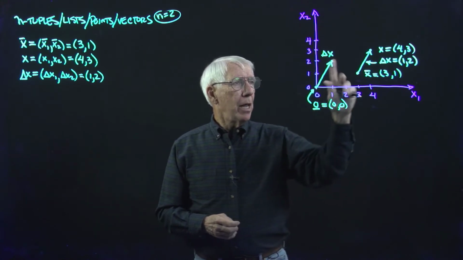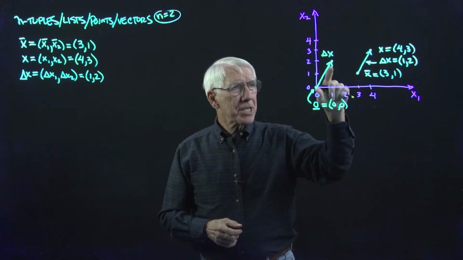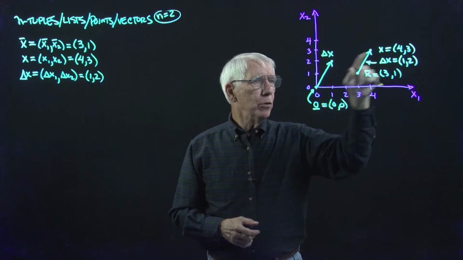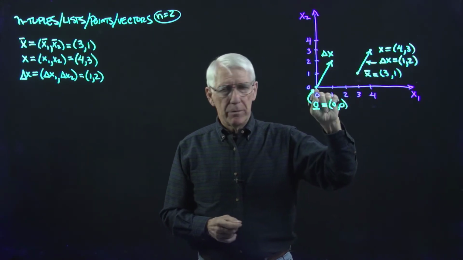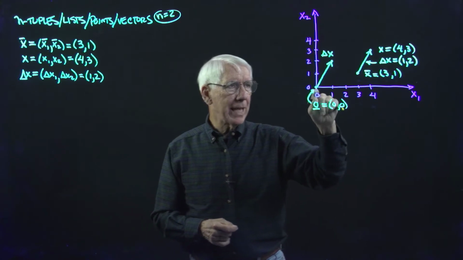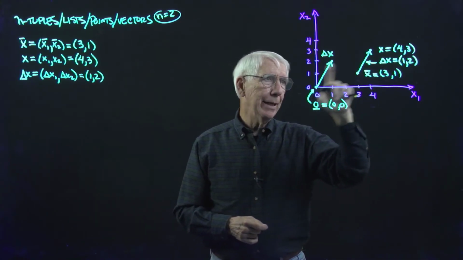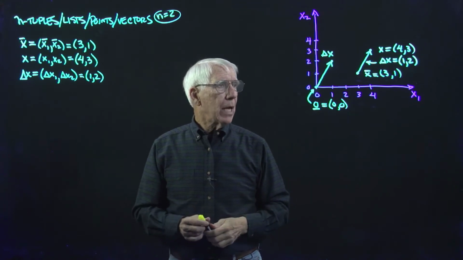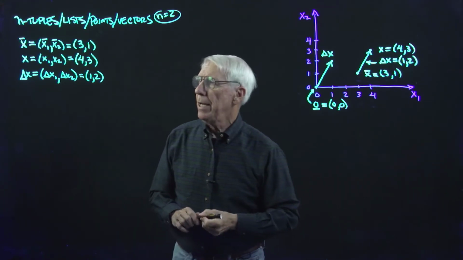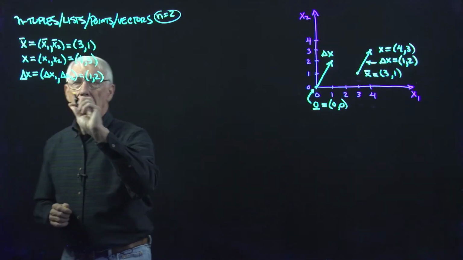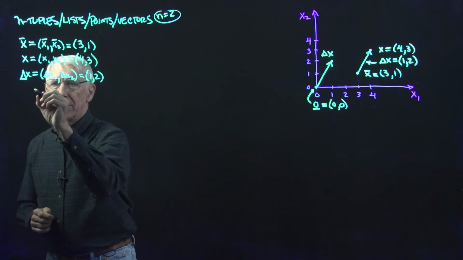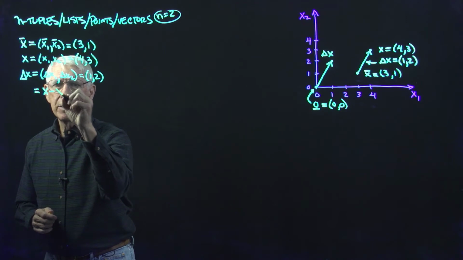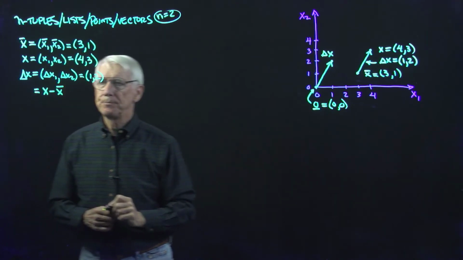And so they look the same because they really are the same vector. All that's happened here is I've picked up this vector and moved it here. I've moved the 0 vector part, the tail, to here, and the head to here, so it's really the same vector. And so let's also notice then that I could regard delta x as the vector x minus x bar.